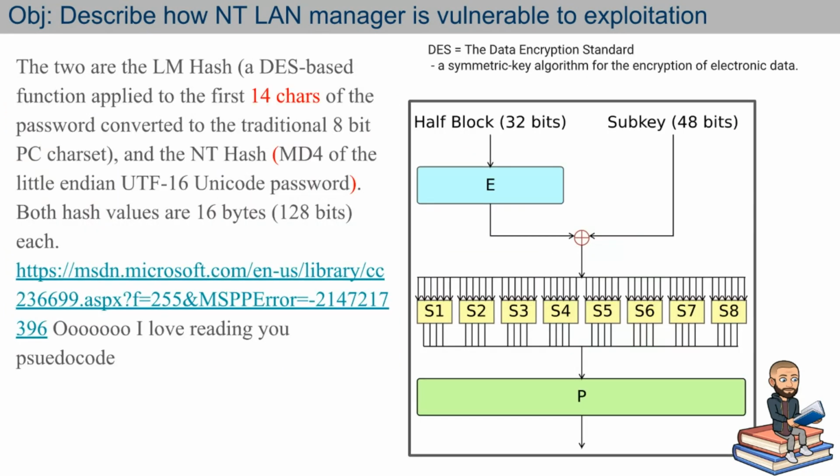Now NTLM gets a little more complex. The two parts of the password hash: there's an LM hash, which is a DES-based function applied to the first 14 characters of the password, converted to the traditional 8-bit character set. And then if the password's more than 14 characters, this thing called the NT hash occurs, and this is an MD4 of the little-endian UTF-16 Unicode password. Oh my gosh, all terms with their own separate videos. But basically there are two hash values.